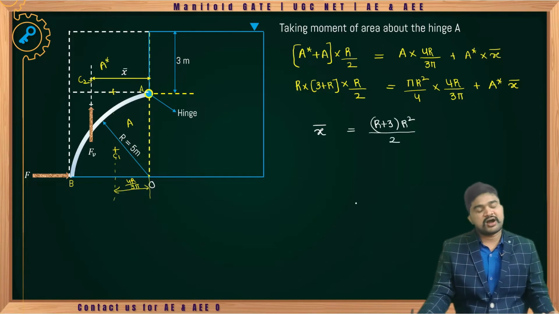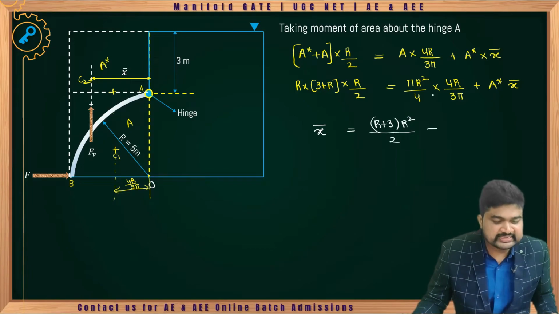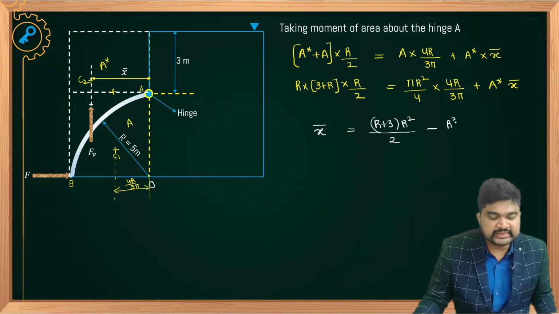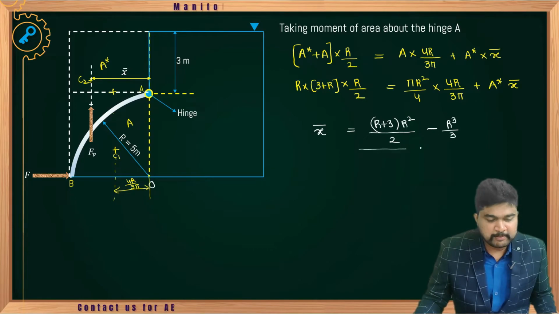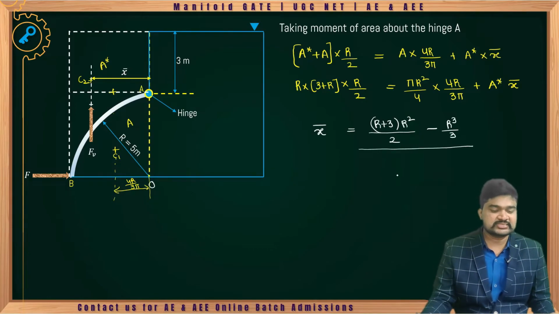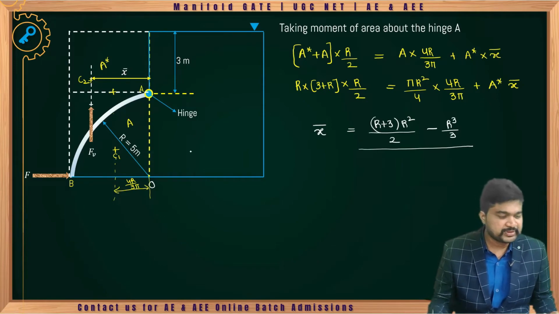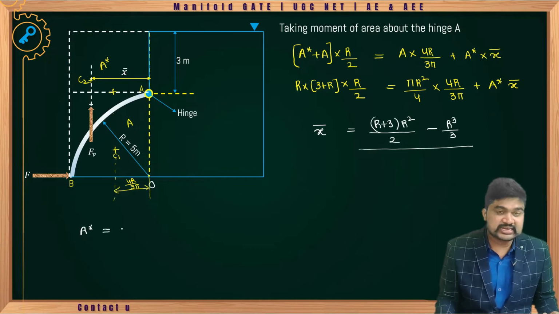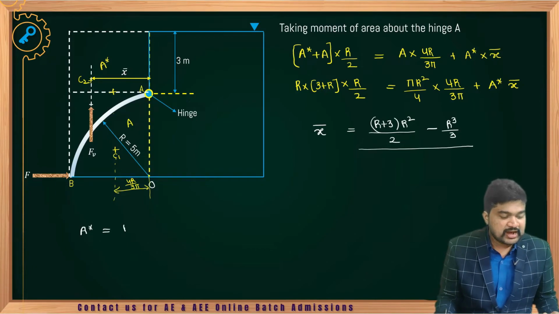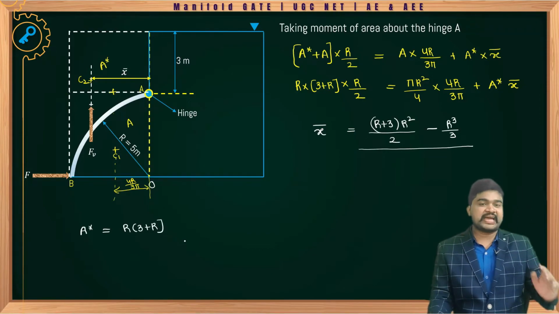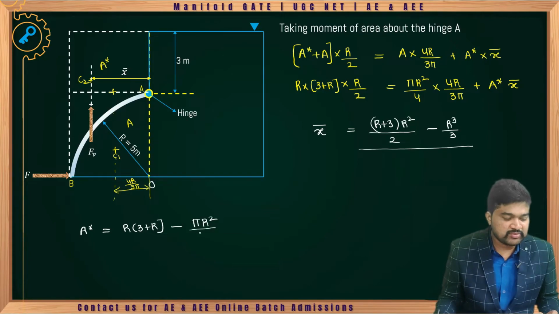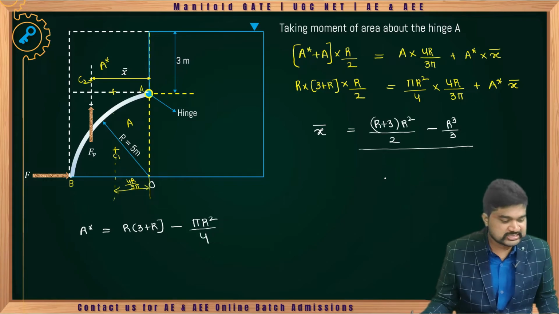R plus 3 into r square by 2 minus, here 4 pi gets cancelled out, r cube by 3, divided by A star. What is A star? Just now we already discussed that part. A star is nothing but r into 3 plus r, that is the area of the rectangle, minus pi times r square by 4. So that part we need to discuss here.